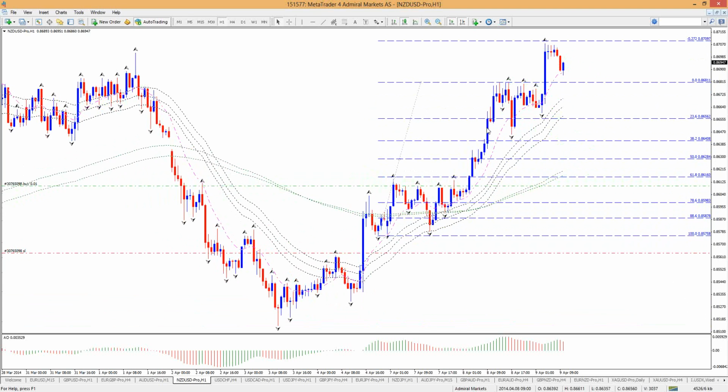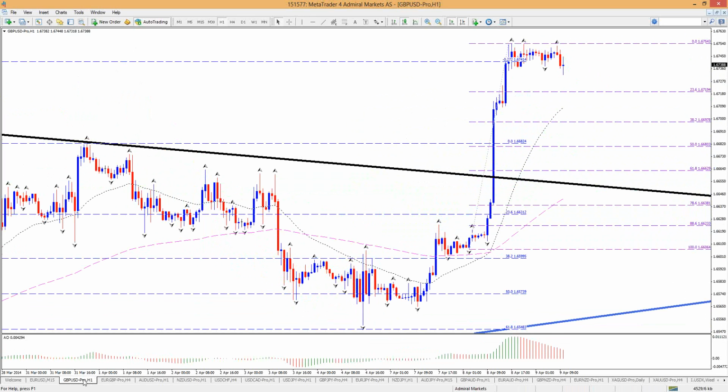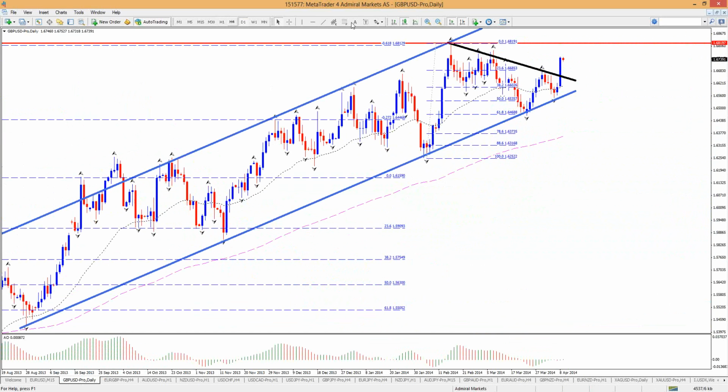What do we expect with the pound dollar? Let's see. I'm not expecting much of a retracement. I would say 23.6 could very well be a bouncing spot. Not more than 38.2, I would say. Let's take a look. I'm putting a fib on this daily candle, basically.